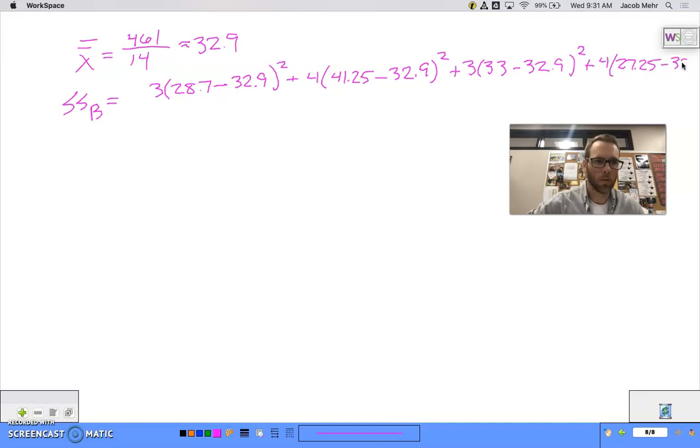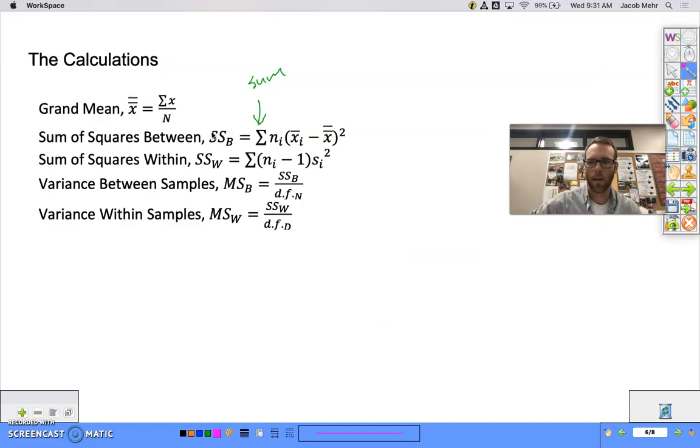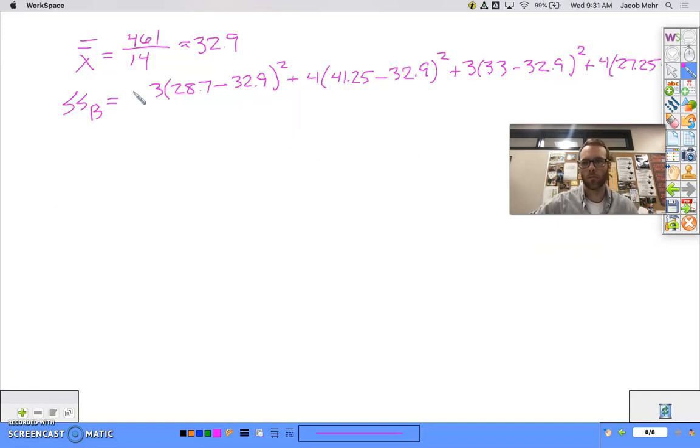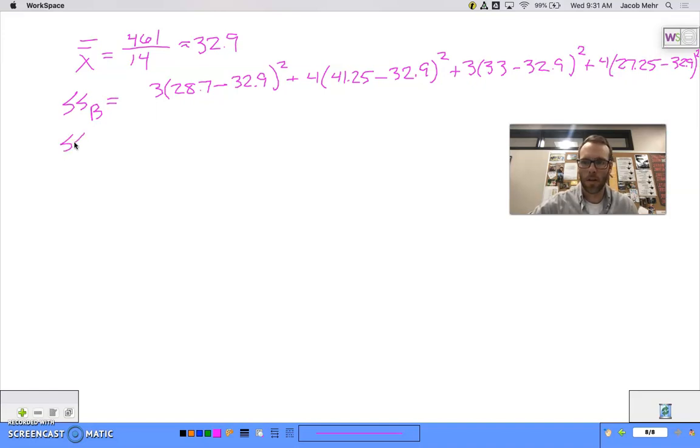I'm running out of room. I was writing too big. Squared. Can't lose our squared. Okay, that's what we needed to add up for the sum of the squares between. Now I just have to figure out what that is. I definitely could have spaced this a little better. What I'll do is set up all of them, then pause, and use my calculator to find out what they are.